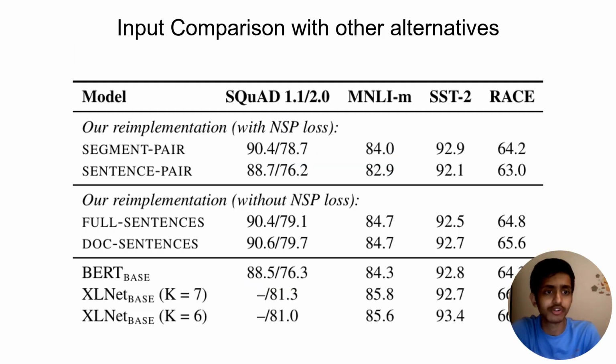As discussed before, we compared the four different input formats. Basically, doc sentences performed the best. However, since we were padding at the end of every document, it took a lot of time. While for full sentences, the performance gap between full sentences and doc sentences was not very large, and full sentences were comparatively faster since we were not limiting to the end of the document. Hence, RoBERTa used full sentences.